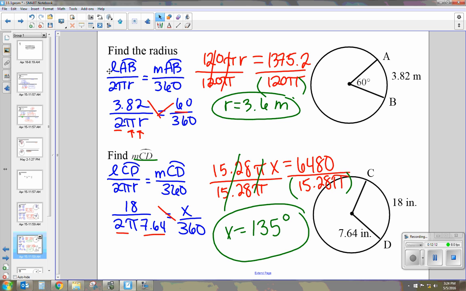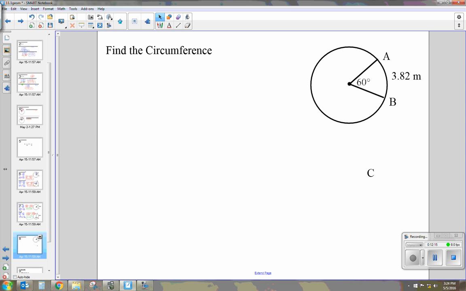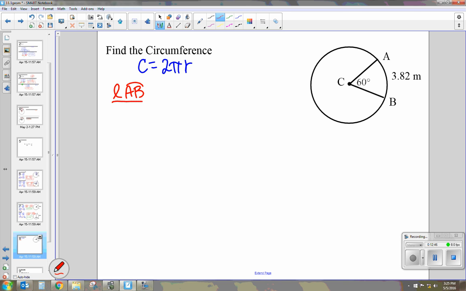All right, we have one more example, and this time we are looking for the circumference. Now there's a circumference formula, and the formula for circumference is C equals 2 pi r. But to find the circumference using this formula, we have to have the radius. And in this circle, we do not have that radius, but we do have the arc measure and the arc length. So I can use that formula. The length of arc AB over 2 pi r is equal to the measure of arc AB over 360.